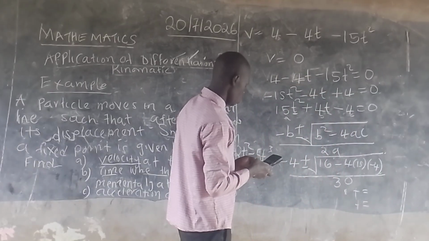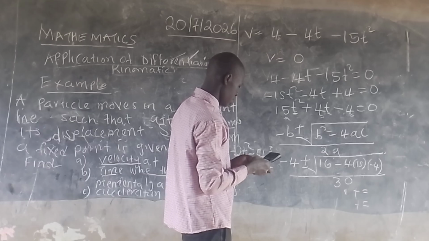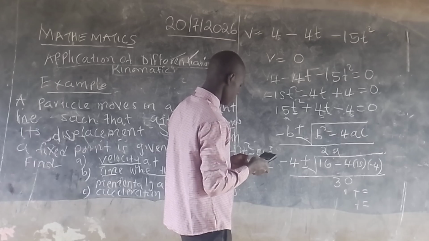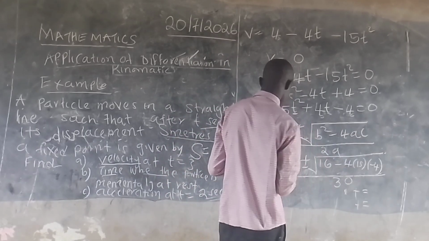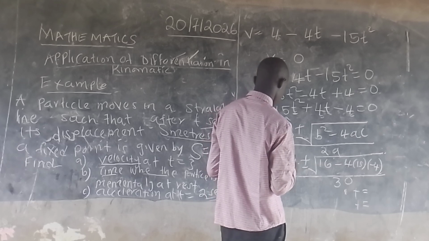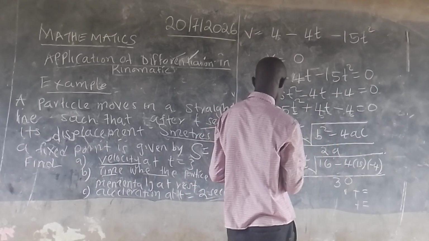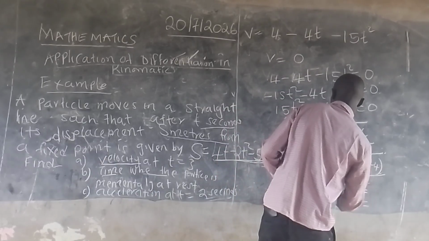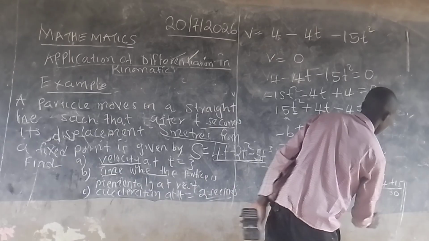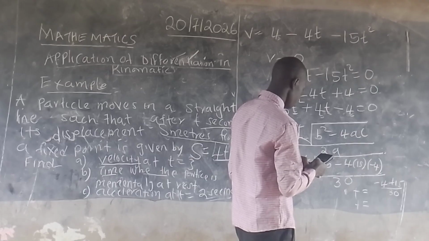So when we replace this, 4 times 15 times negative 4, then we do this in a bracket, so we get 16 plus 240. So students, when we do this, we get square root of 256, which is 16. So we have minus 4 plus or minus 16 all over 30. We begin with minus, that is minus 4.